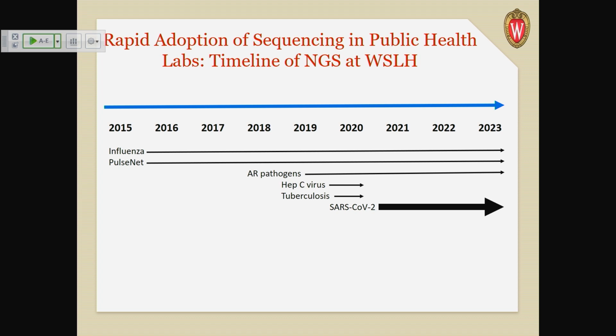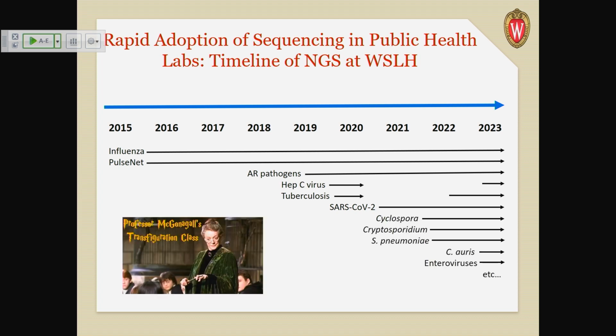Did a ton of SARS-CoV-2 sequencing. We're still sequencing for SARS-CoV-2. And then more recently, we've started adding a lot more of these: cyclo, crypto, strep pneumo, Candida auris, enterovirus, et cetera, et cetera, et cetera. We are really transitioning a lot of our surveillance testing more and more toward next-gen sequencing. And thankfully, we were able to use a lot of the COVID funding that supported SARS-CoV-2 sequencing for higher throughput instrumentation, more automation, more analysis, so that we can send more and more things down this sequencing pipeline.